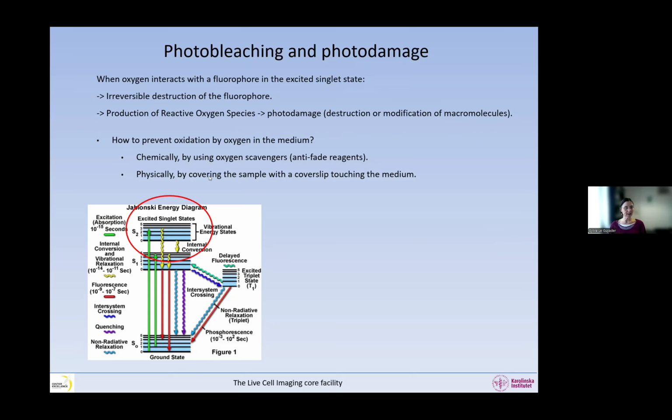We can also physically prevent oxygen from coming into the microscope by adding a cover slip on top of the sample and sealing it, and that prevents oxygen from reaching the sample. That also works very well in preventing photobleaching and photo damage. This is for samples that are in medium, like live samples, for example.